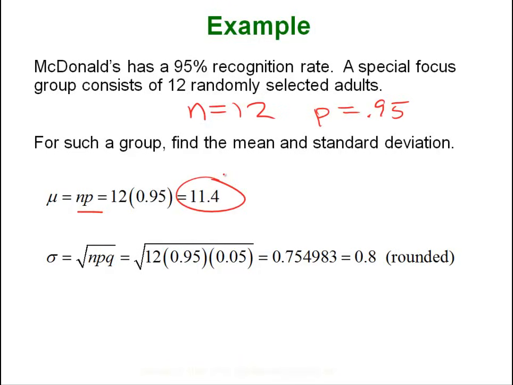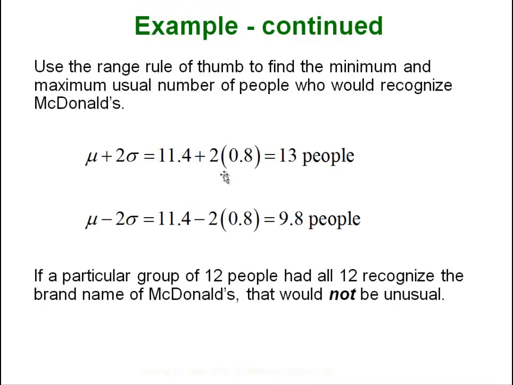Okay? And then the standard deviation of 0.8 when we round just tells us how spread out those numbers are, and it also can give us an idea of unusual results, which is what we do here. We take that 0.8, we multiply it by 2, we add it and subtract it from the mean, and we can see that on any given random selection of 12 adults, if we had 13 or more people recognizing McDonald's, it would be considered unusual.